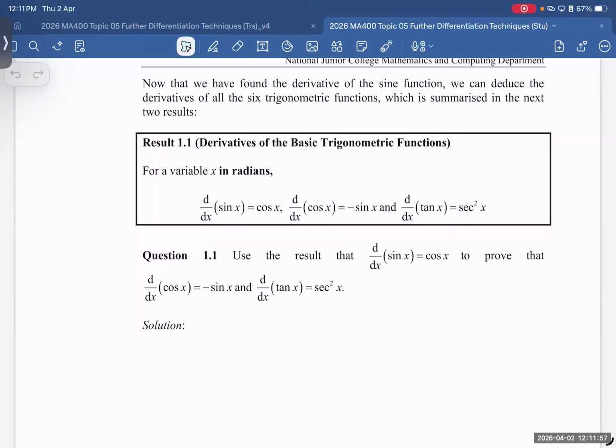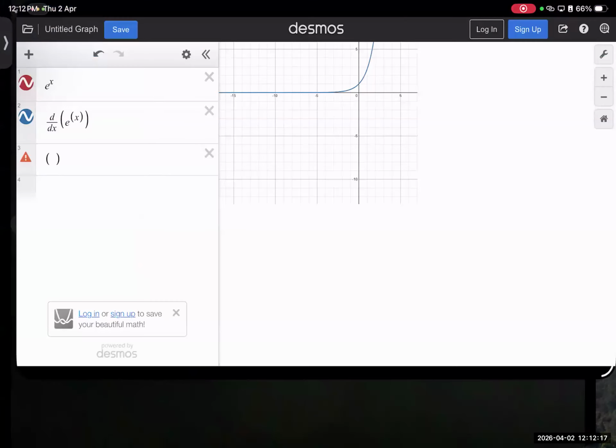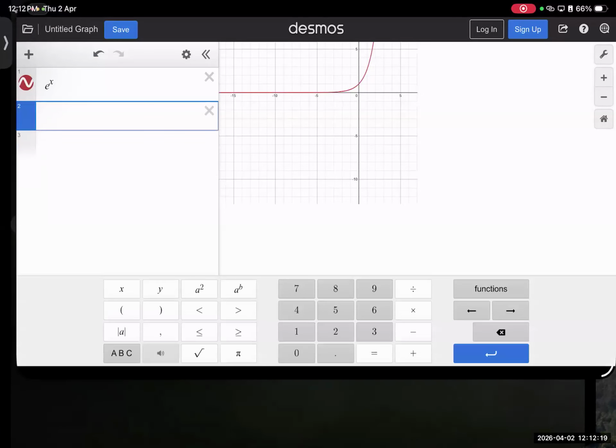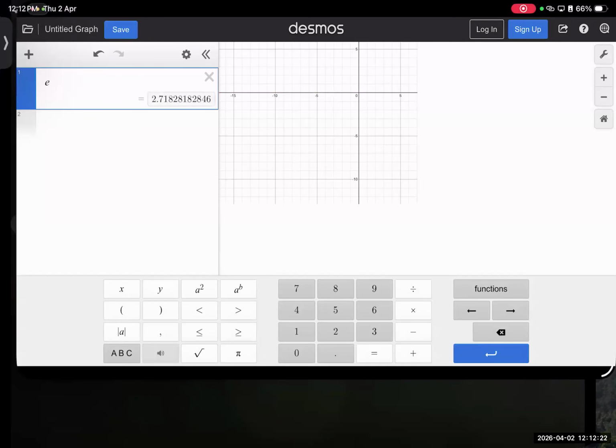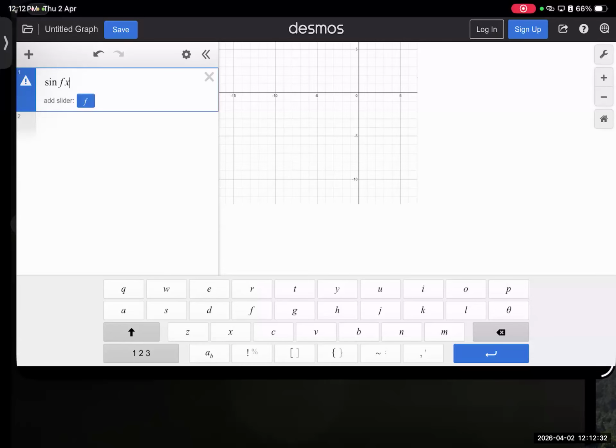Very easy one. The derivative of sine x is cosine x. The derivative of cosine is negative sine. The derivative of tangent is secant squared. Okay, so I just give an example. If you take a look at sine, the proof is by first principles. So if you ask me, Mr. Tan, why is it like that? I can't answer you.